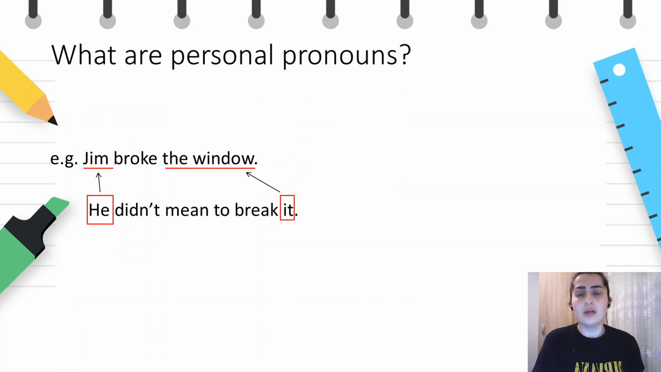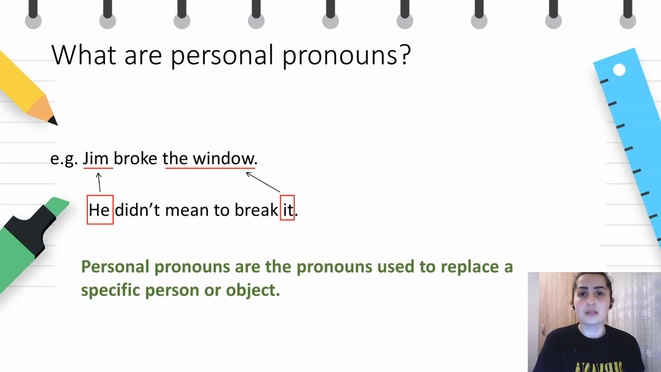Now, what are personal pronouns? Personal pronouns are the pronouns that are used for specific persons or objects. So when we have a specific person or an object in a sentence, we can replace that person or object with a pronoun. You should write this definition in your notebooks.